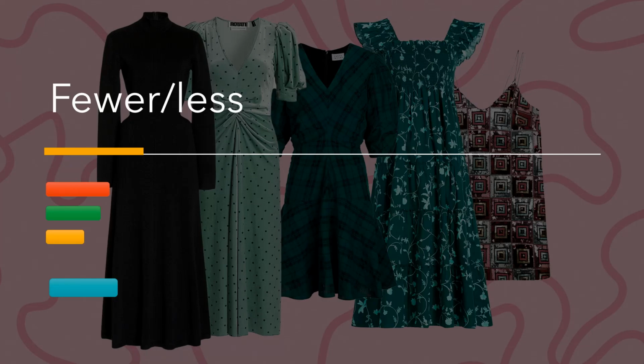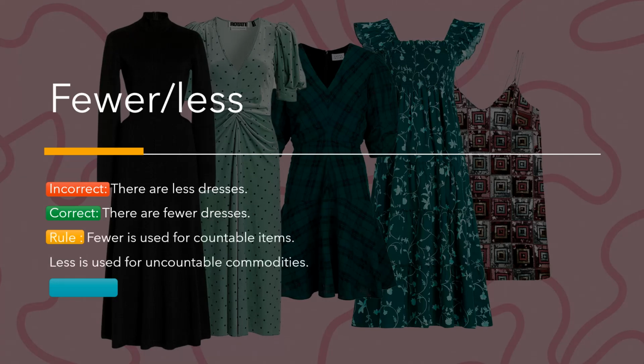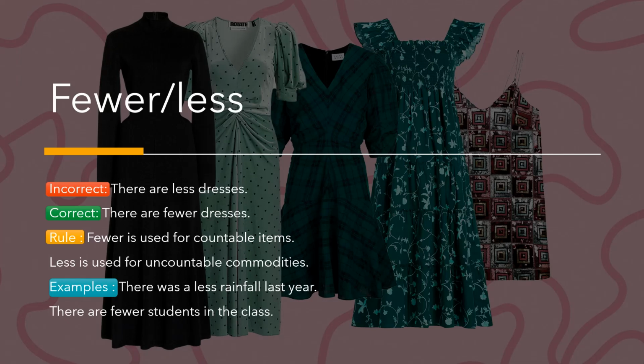Fewer or less. There are less dresses. There are fewer dresses. That's the correct one. Fewer is used for countable items. Less is used for uncountable commodities. Example, there was less rainfall this year. There are fewer students in the class.